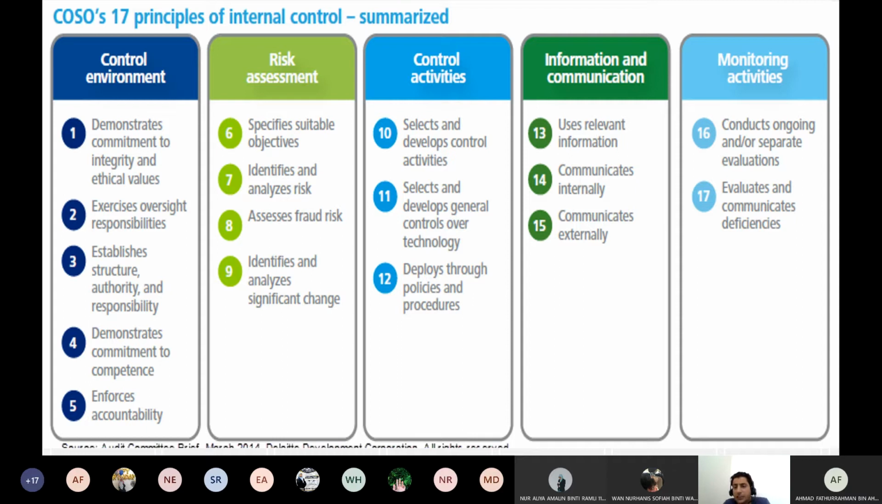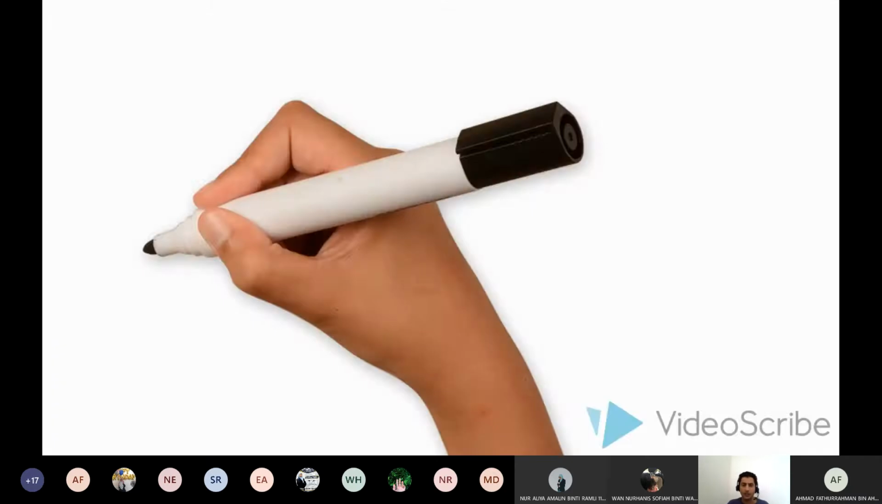Okay, now lastly is the monitoring activities. Conduct ongoing and periodical or separate evaluation, and evaluate and communicate the deficiencies if there are any. Okay, so by now we can say that we finished the internal control activities. So this video I will play now, I believe it will help in explaining more.